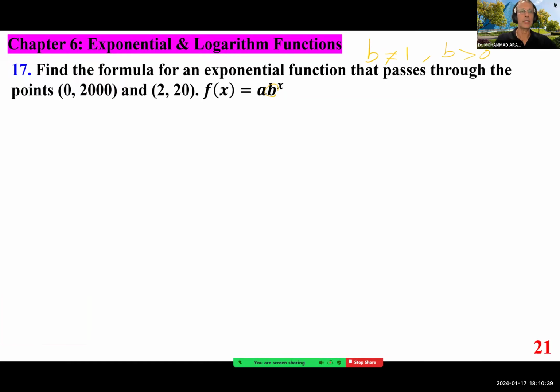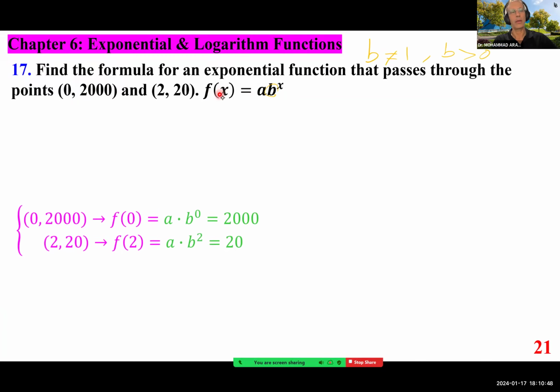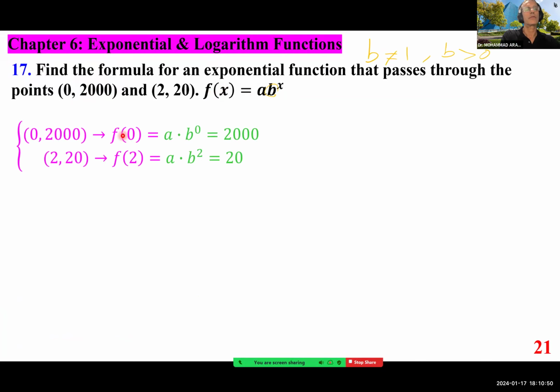So let's plug in the first pair. Remember, the y or f of x are the same thing. So this gives us f of 0 is a times b to the power of 0 is 2000, and the second one, f of 2, ab squared is 20. So when we look at this one, this is 1, so a becomes 2000.